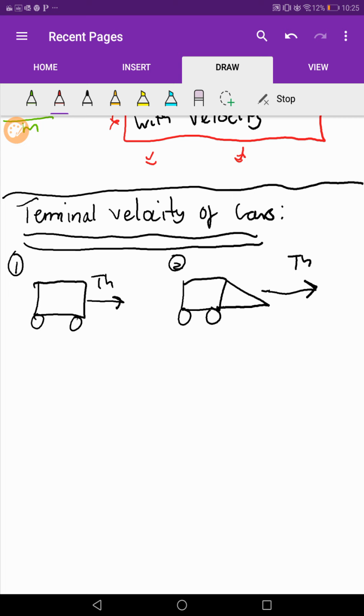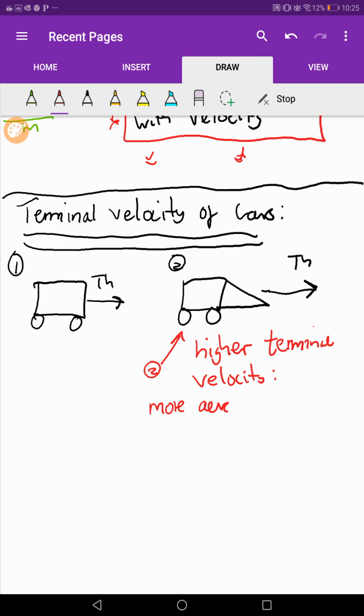The answer is going to be this one, number 2. So this one is going to have the higher terminal velocity. Why is that? More aerodynamic. Well, what does being more aerodynamic have to do with having a higher terminal velocity? Let's have a look. So let's now say that these cars are going to move along the road at a certain velocity.